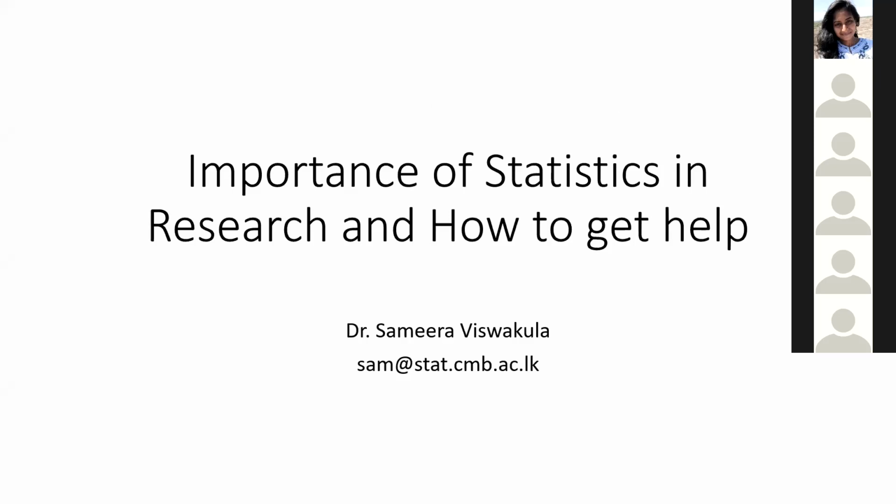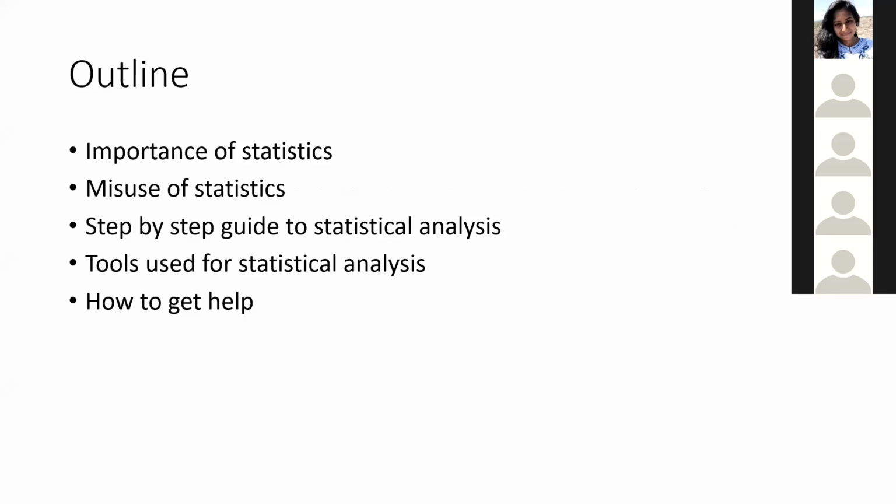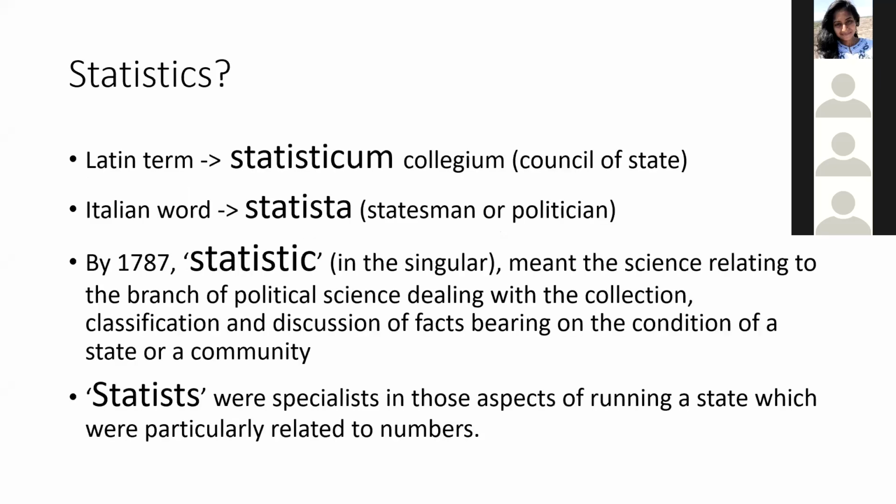So the topic today is the importance of statistics in research and how to get help. I thought of covering these five aspects. First of all, I'll be talking about the importance of statistics. Then some of us knowingly or unknowingly misuse statistics; I'll be showing some examples. Then I'll be giving a step-by-step guide to a statistical analysis. Then I'll be introducing some tools that we can use for statistical analysis. And lastly, I'll give some pointers to get help.